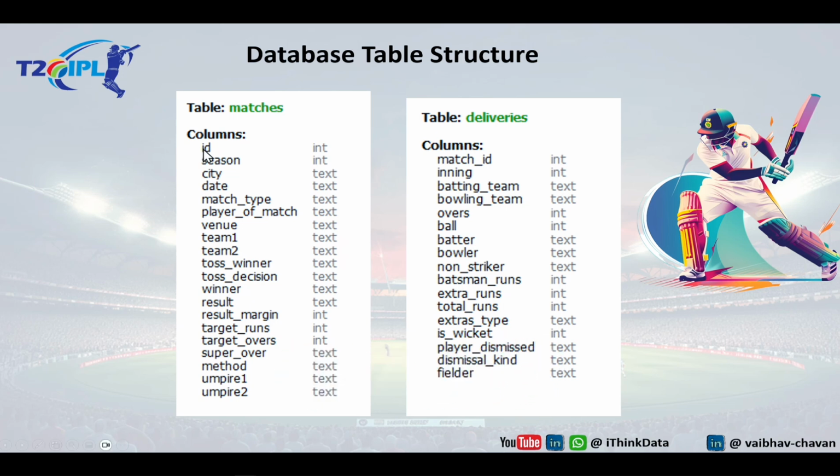It basically has two tables, that is matches and deliveries. We have columns like match IDs, dates, team 1, team 2, winner, player of the match, runs scored, wickets taken, and many more. These are the key data points we will be analyzing to uncover trends, team strengths, and player excellence.